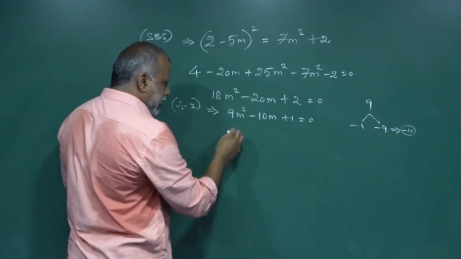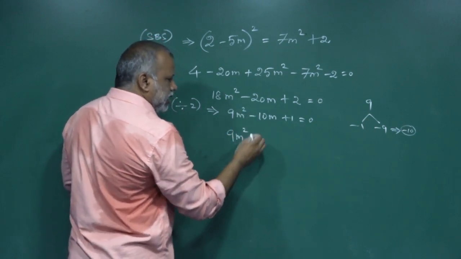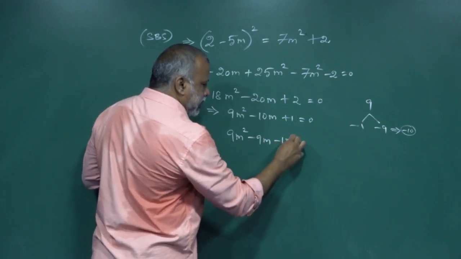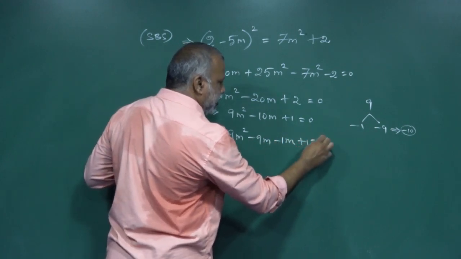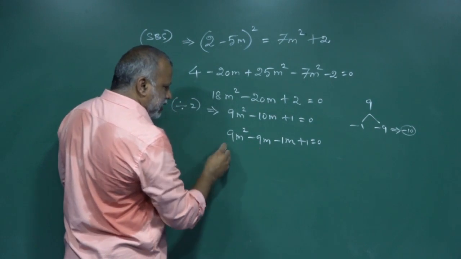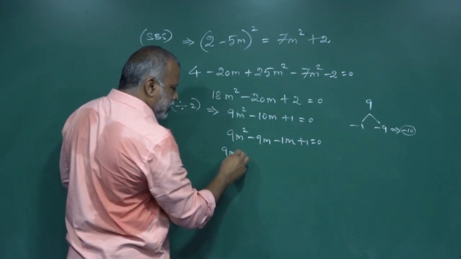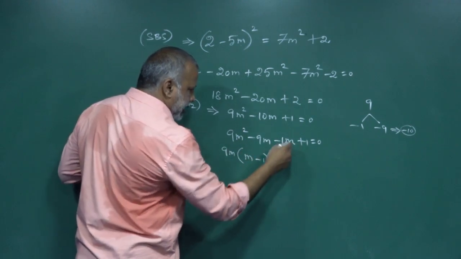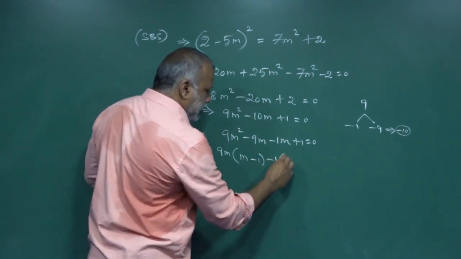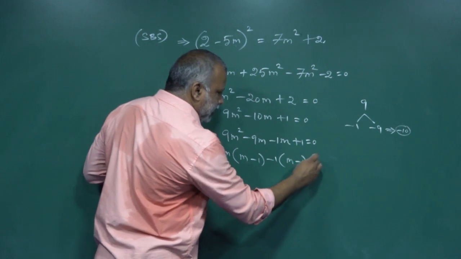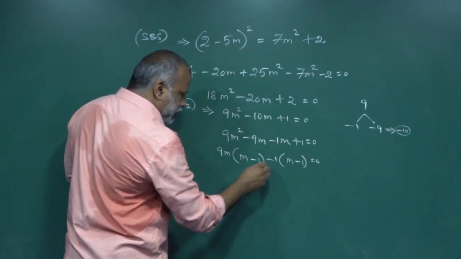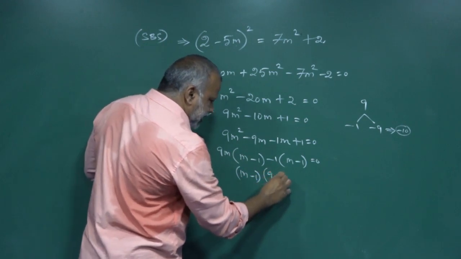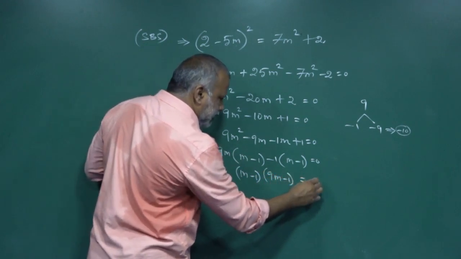So first I write in the normal method: 9m squared minus 9m minus 1m plus 1 equal to 0. So we are able to take 9m as common. The remaining is m minus 1. Here I am able to take minus 1. The remaining is m minus 1 equal to 0. Here m minus 1 is the common factor. Take it as common. The remaining is 9m minus 1 equal to 0.